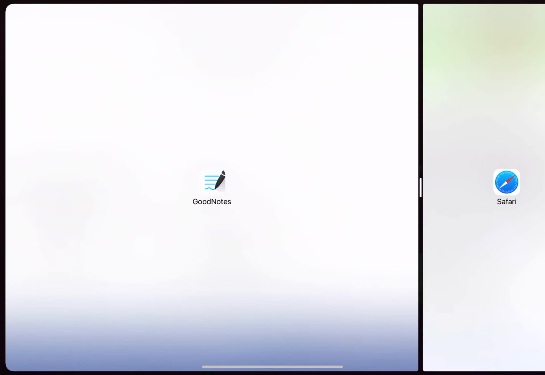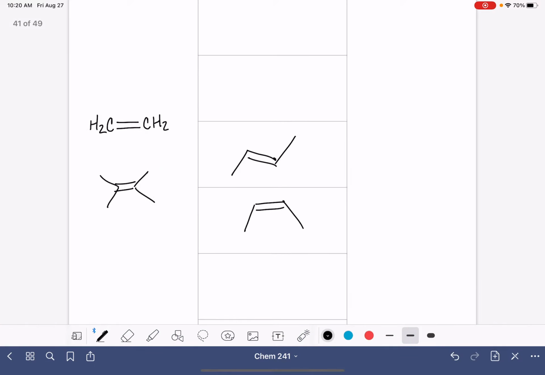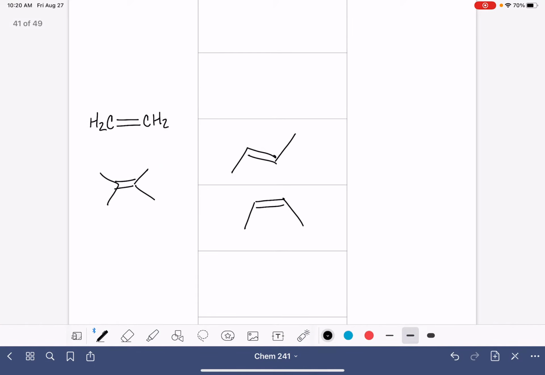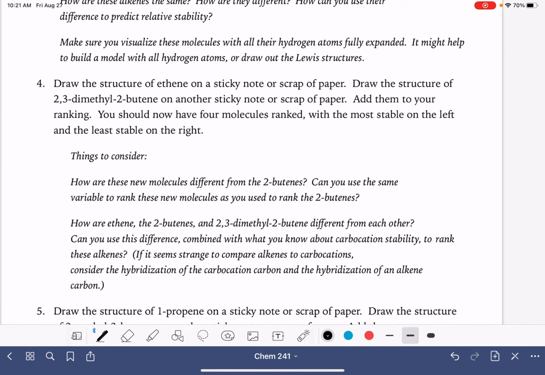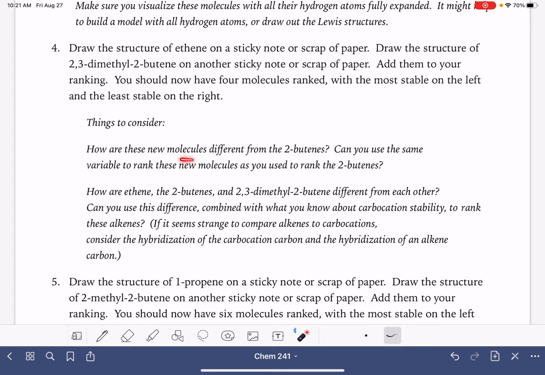And so what we're going to do next is add these two molecules into our relative ranking of stability, and let's see what kind of hints it gives us. So looking at this, how are these new molecules different from the cis and trans 2-butene, and how are they different from each other?